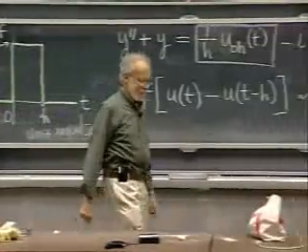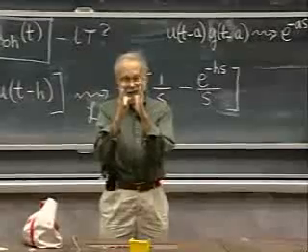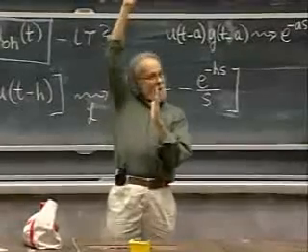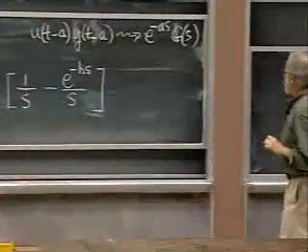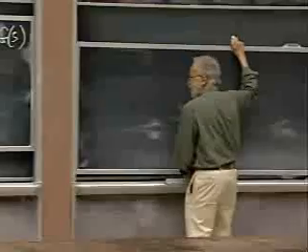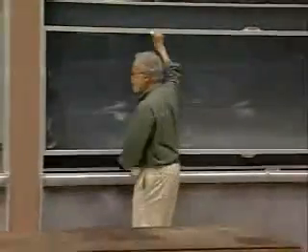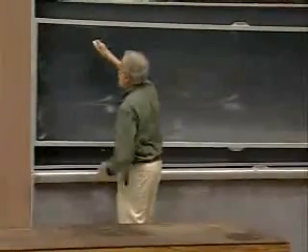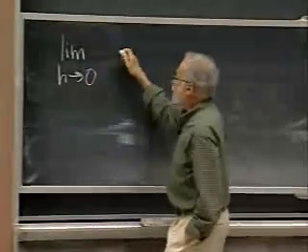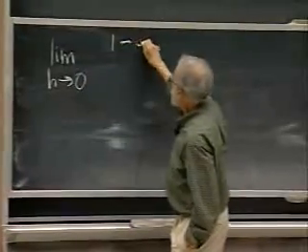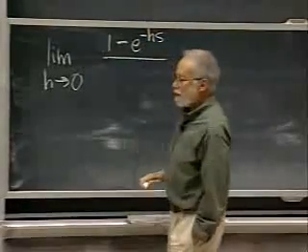As h goes to 0, this function gets narrower and narrower, but it also has to get higher and higher because its area has to stay 1, right? Okay, so what I'm interested in, first of all, is what happens to the Laplace transform as h goes to 0. In other words, what's the limit as h goes to 0 of, well, what is that function? 1 minus e to the negative hs, divided by hs.